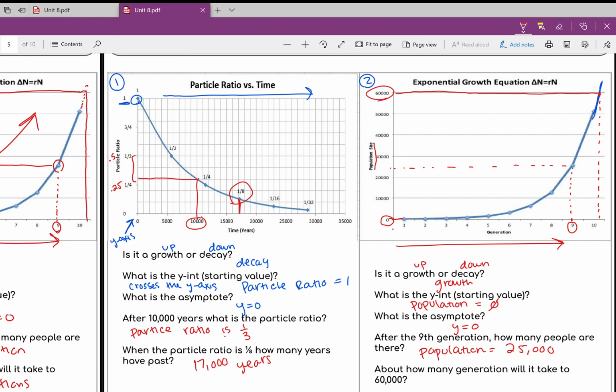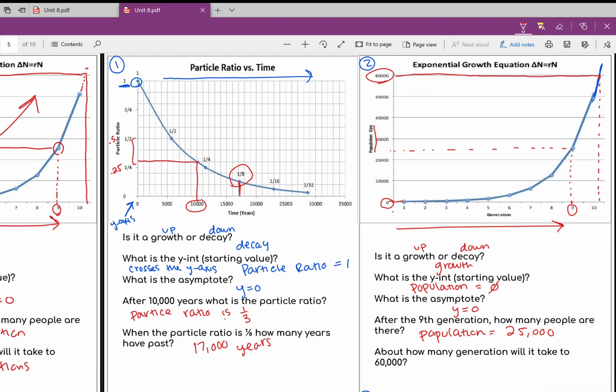So in between those two numbers. So I'm going to say about, we'll just say about 10 generations. 10 generations. But your answer could be anything between 10 and 11 generations, and that would be correct since it's kind of in between.